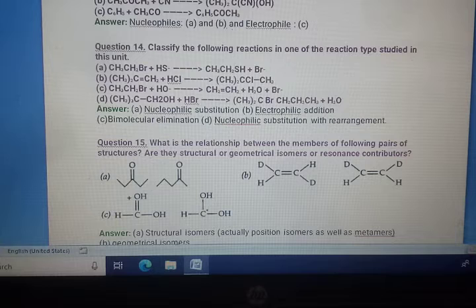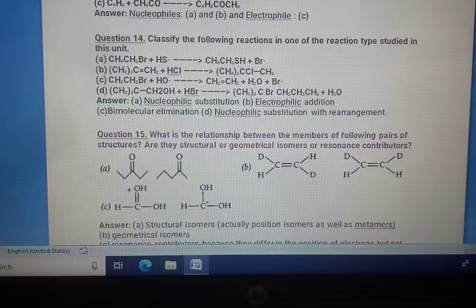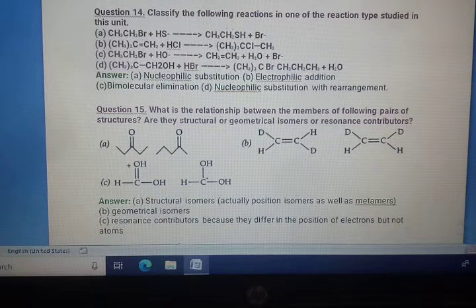So here you can see the first structure, it is a positional functional group difference, so this is a structural isomer. The second question is called geometrical, because you can see the cis and trans relation is given. And in the third one, you can see there is a double bond with OH in which a positive charge is there and it has been shifted, so this is a resonating structure of this one, right? So this was our question number 15.